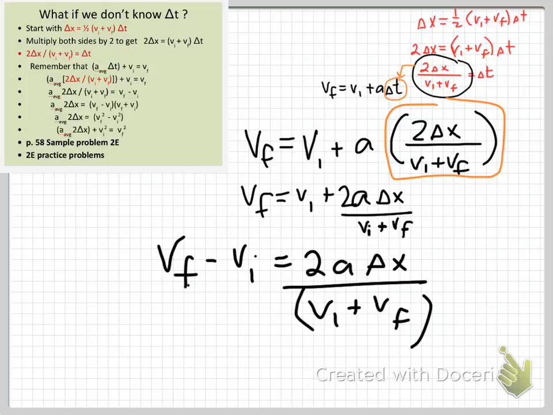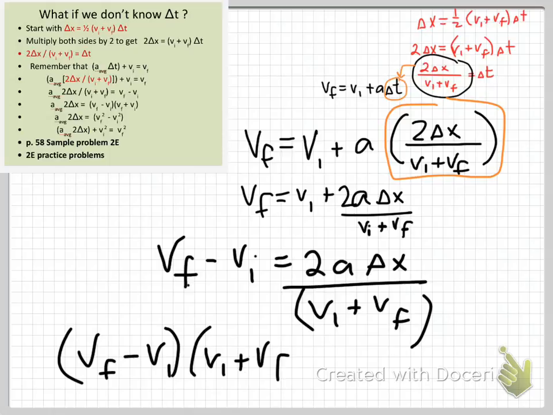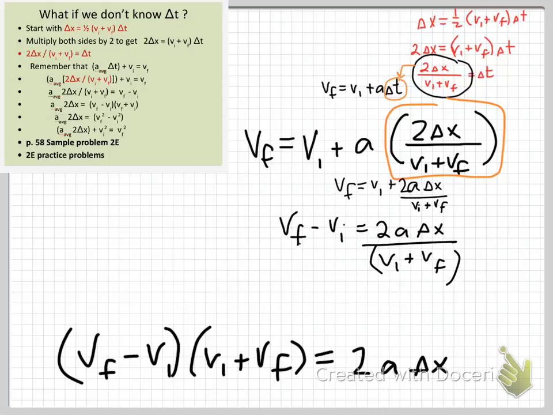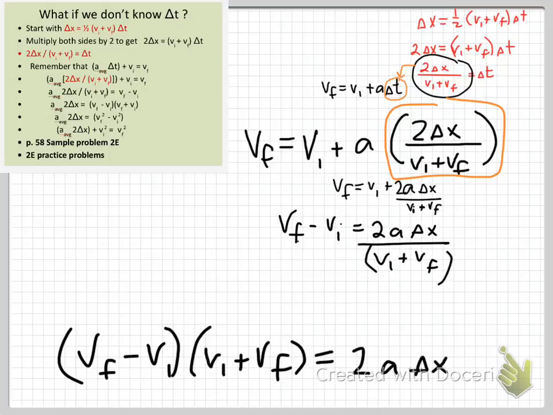Well, that allows me to do something. Difference of squares? I can't remember the name. vf minus vi times quantity vi plus vf equals 2a delta x. And if we do the FOIL method on those, does anybody want me to do the FOIL method? Normally I would skip that step. Are you good with that?